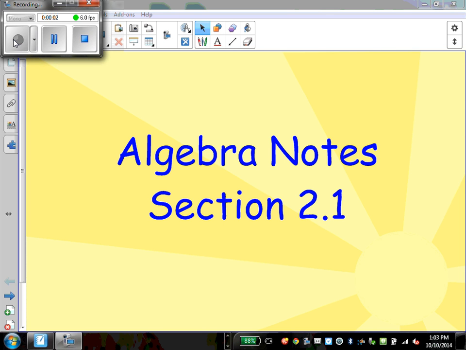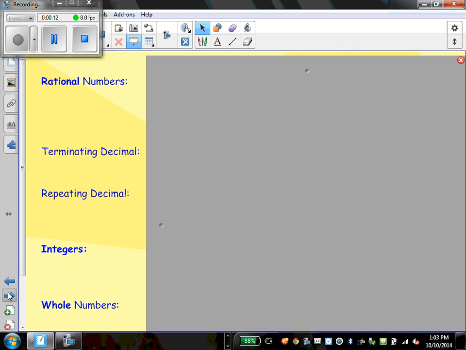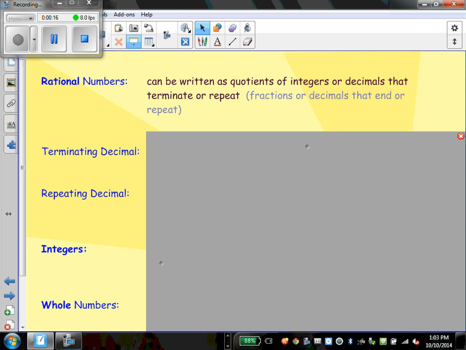All right, these are your notes for section 2.1, and we'll be talking about integers, rational numbers, and whole numbers. So first off, we have a couple of definitions. Rational numbers can be one of two things. One, anything that can be written as a quotient of integers is a rational number. So quotients, remember, is our word for division. So anything that can be written as the division of two things is a rational number.